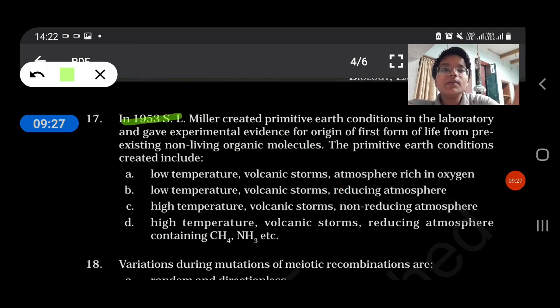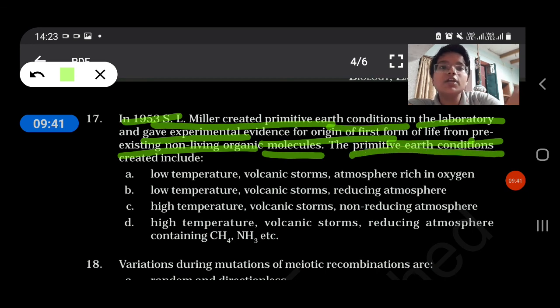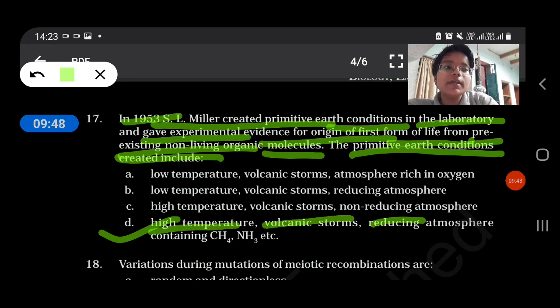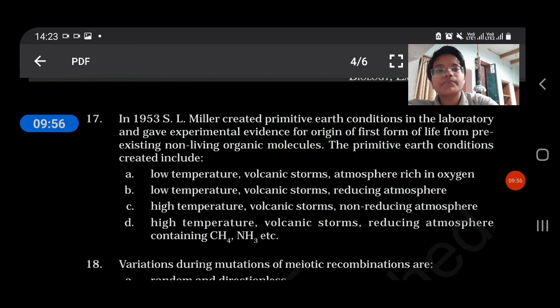In 1953, S.L. Miller created primitive earth conditions in the laboratory and gave experimental evidence for the origin of the first form of life from pre-existing non-living molecules. The primitive earth conditions include high temperature, volcanic storms, and a reducing atmosphere, which is the main one, containing CH4 and NH3, methane and ammonia.